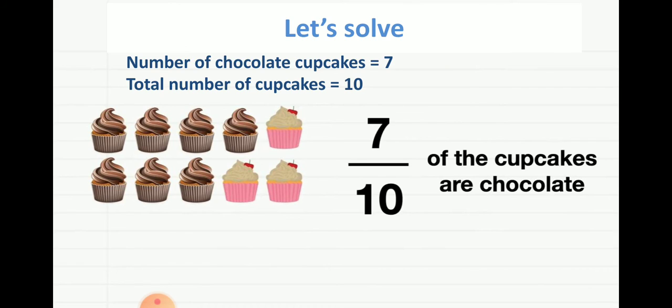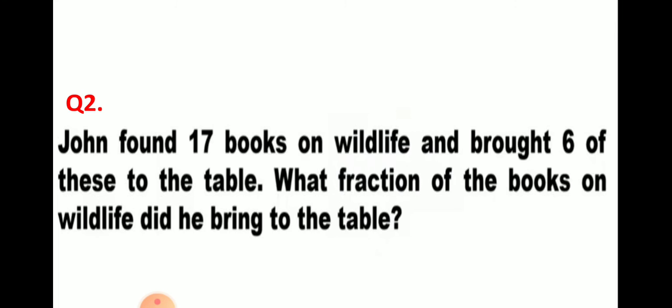Students, while framing the fraction, always keep in mind that our denominator is always the total of the given thing. So here the total number of cupcakes is 10. So immediately we will know that our denominator will be 10. And then the thing which is asked in the question, that is the number of chocolate cupcakes, which is equal to 7, will become our numerator. So we can say 7/10 or 7 upon 10 of the cupcakes are chocolate.